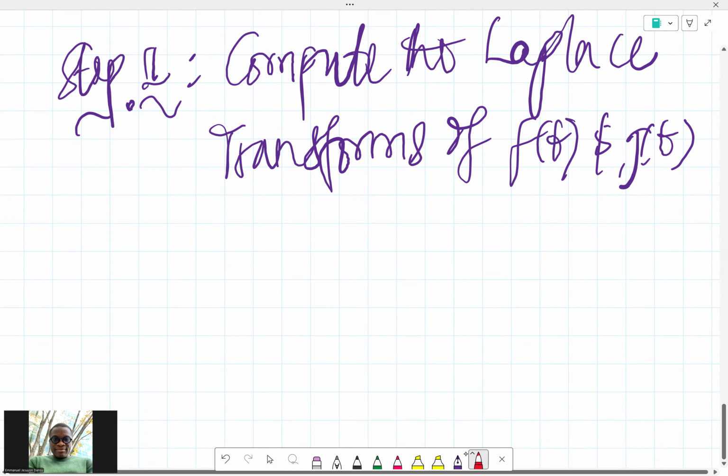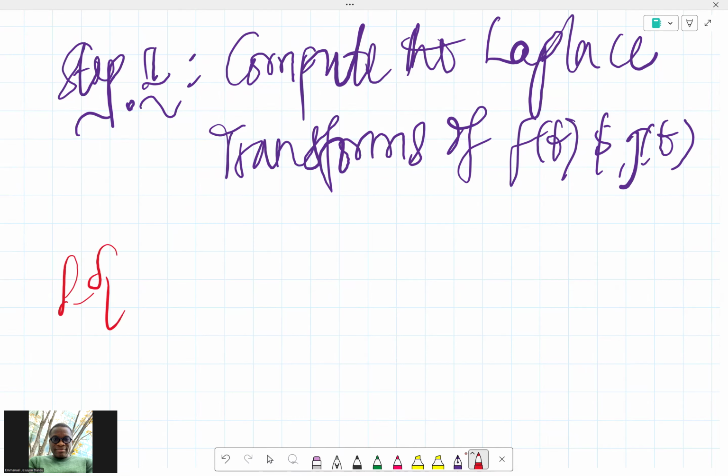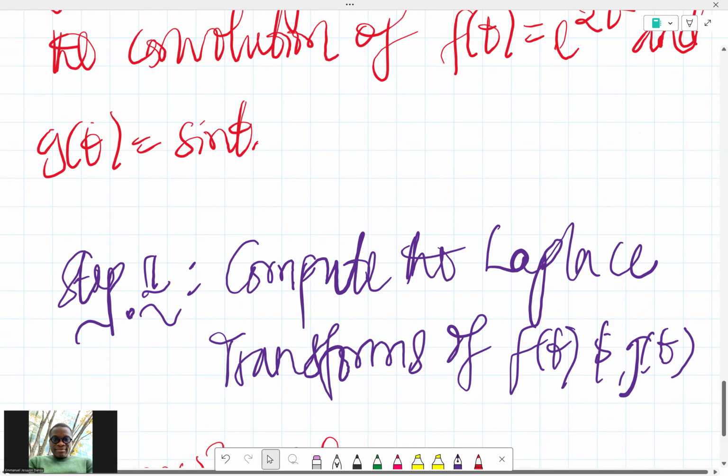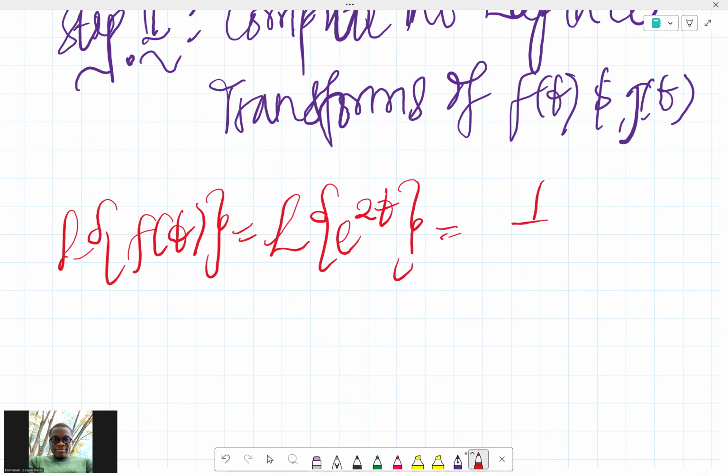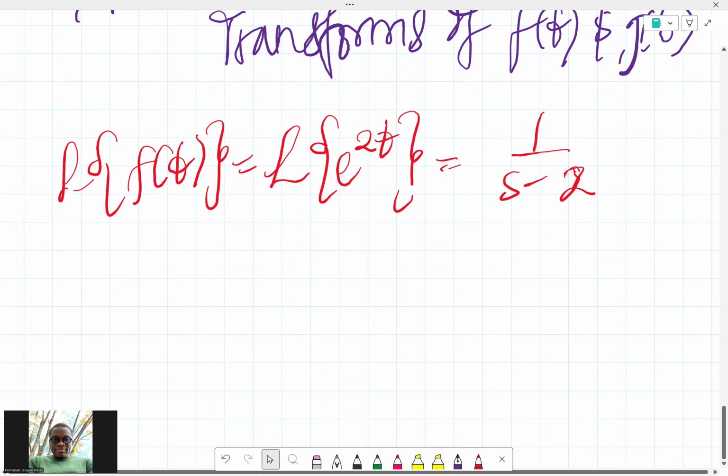First of all, we know that the Laplace transform of f of t, which is e raised to the power 2t, is 1 over s minus a, I mean 1 over s minus 2. The Laplace of e raised to the power at is equal to 1 over s minus a. So that's the Laplace of e raised to the power 2t: 1 over s minus 2.